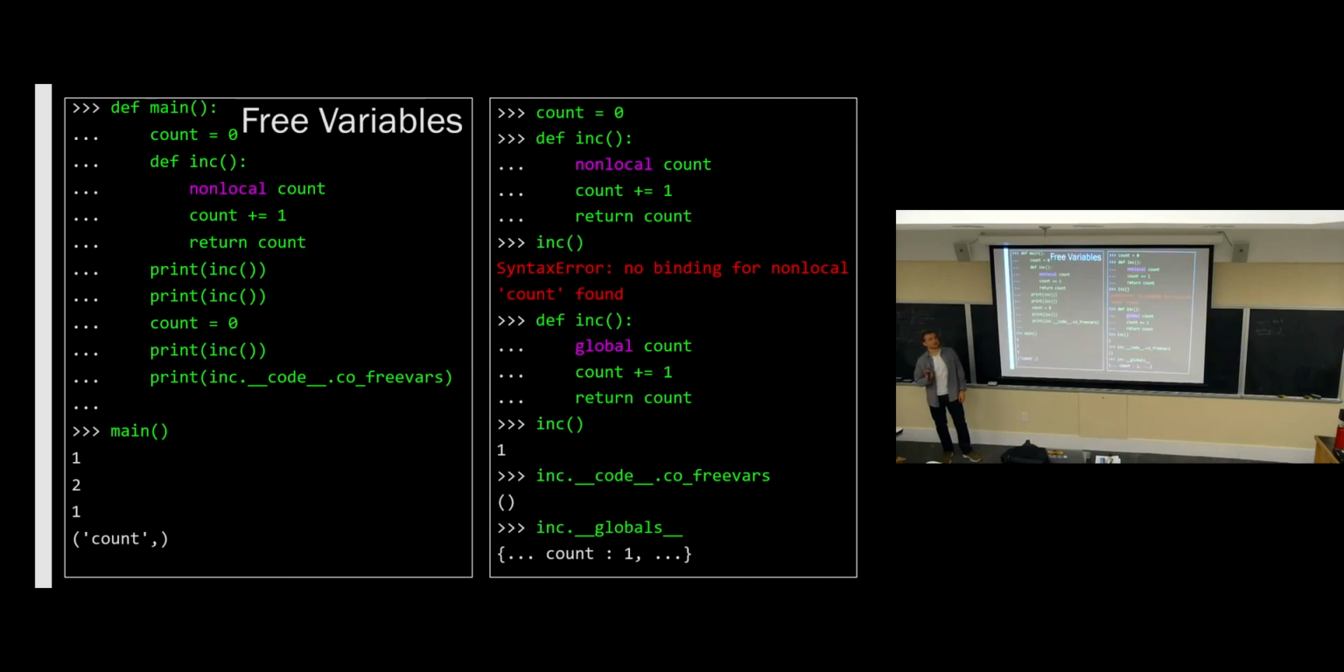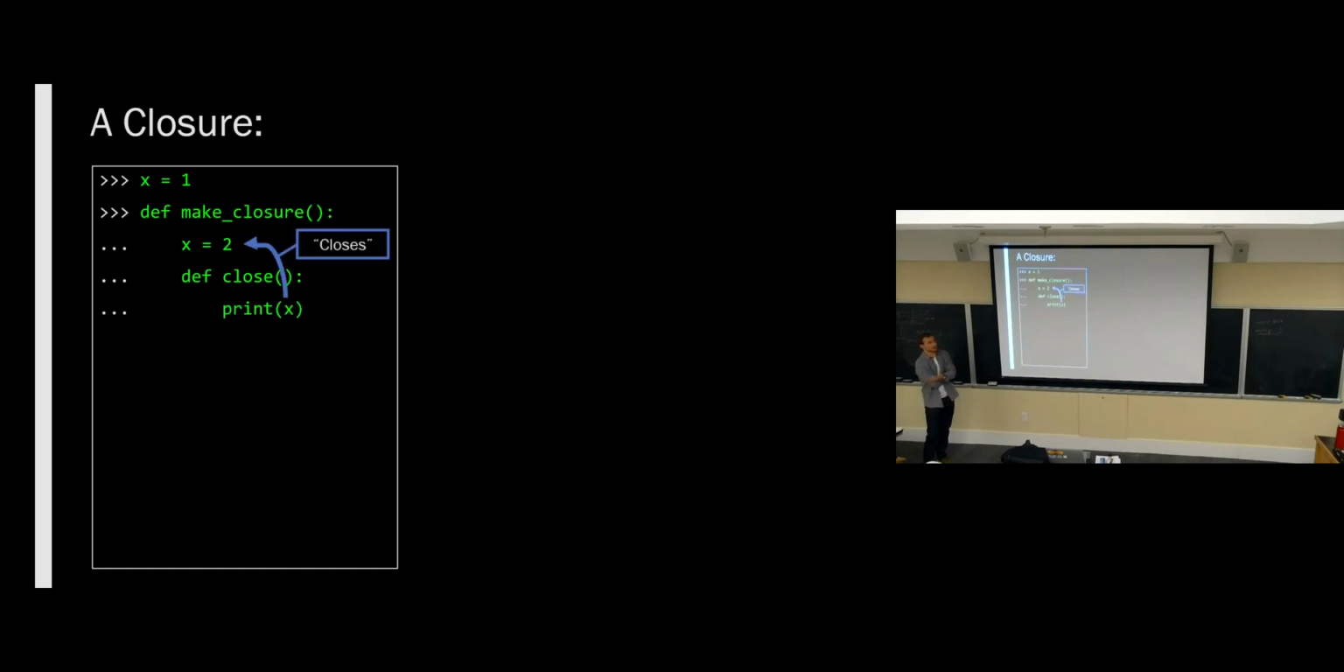I want to move on without questions because I have 5 minutes left, and I've finally gotten to the golden slide. Okay, so let's say we define x as 1. And then we define a function, make_closure. We set x to 2. And then we define another function, close. We print out x, so we're going to see what x is. And then we're going to return that function.